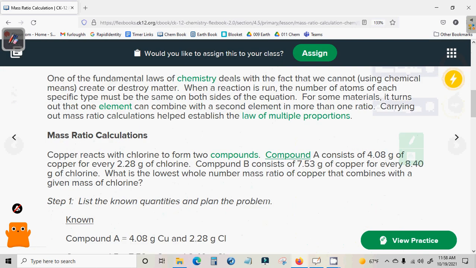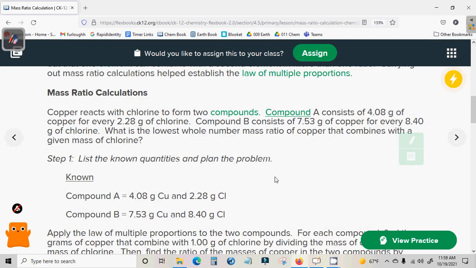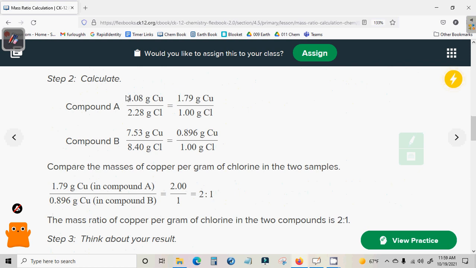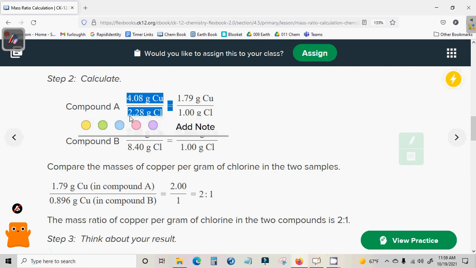And the mass ratio calculation, basically what you're doing is they're telling you compound A has 4.08 grams of copper for every 2.28 grams of chlorine, and compound B has 7.53 grams of copper for every 8.4 grams of chlorine. So we can set those as ratios, right? So here's our ratio. And if we want to know the ratio of copper in compound A compared to the amount of copper in compound B.